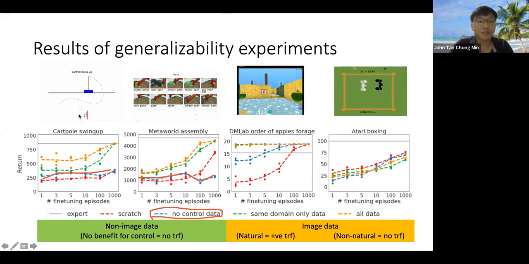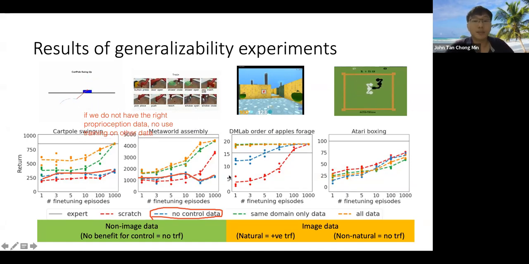If we do not have the right proprioception data, there's no use training on other data. This is what they found out, which is quite interesting. It means that when we want to do proprioception, we really need the right body to do it. We cannot just use any body to train it. Or maybe they just don't have the right environments to do transfer learning for that. But what we found is that there's no transfer benefit for non-image data.